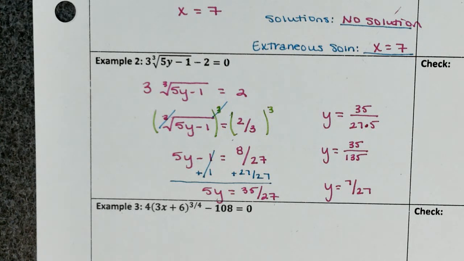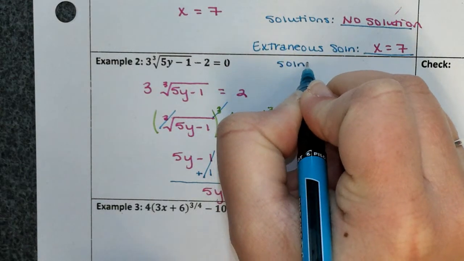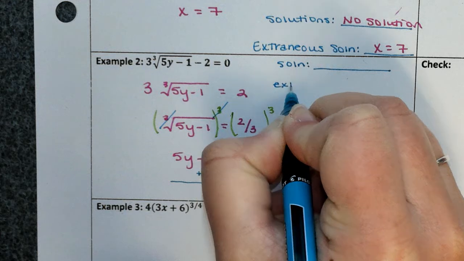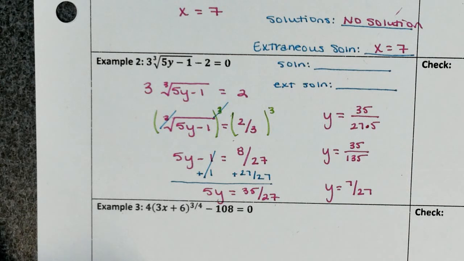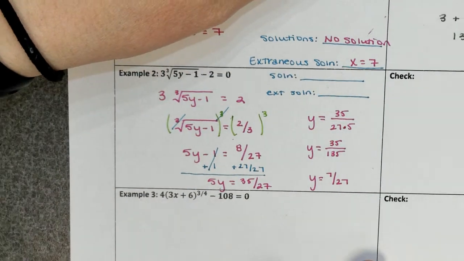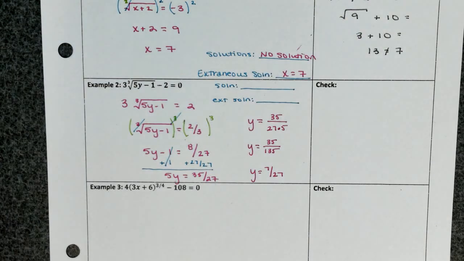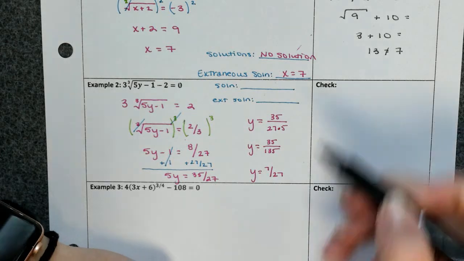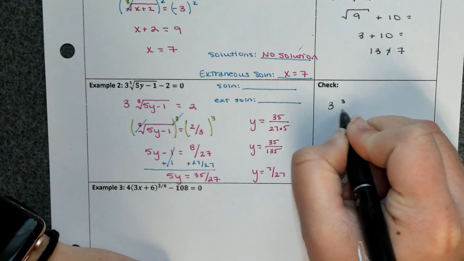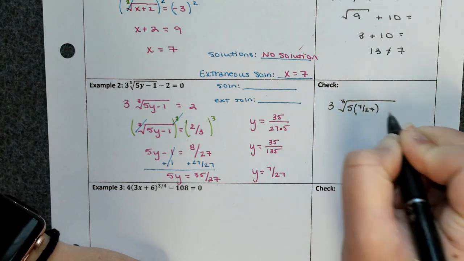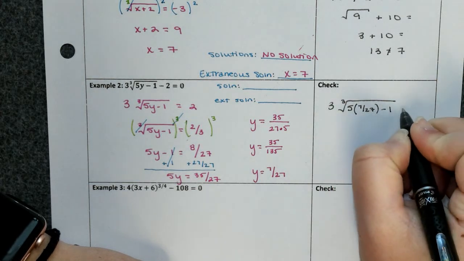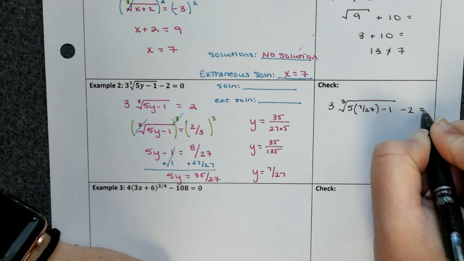Now, I have to figure out, is this going to be a solution, or is this going to be an extraneous solution? And in order to figure this out, I will have to plug it back in. I don't think I gave you any that are this nasty of fractions on your assignment, so. 3 times the cubic root of 5 times 7 over 27 minus 1 minus 2 on the outside equals 0.